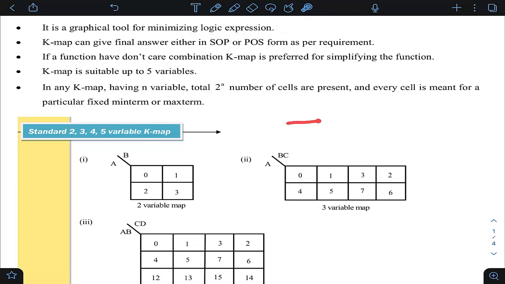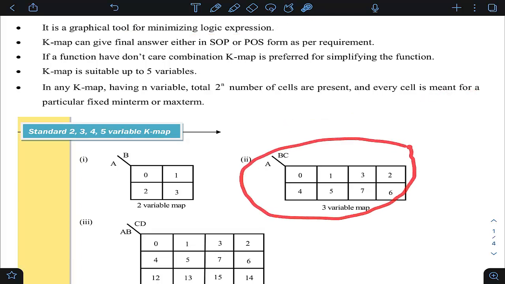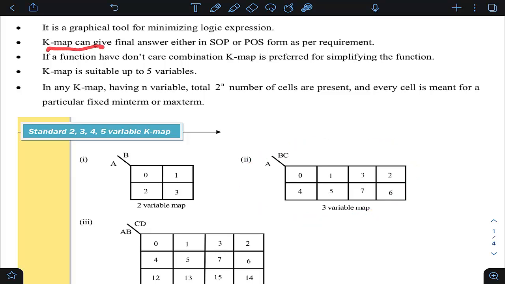We don't have to write big equations. By doing some mapping or grouping in a map, we can get the expression. K-map can give the final answer either in SOP or POS form as per requirements. We have seen in Boolean algebra that a function can be represented using SOP form or POS form, so K-map also has that provision. If you want the answer in SOP, you can use K-map accordingly. If you want the answer in POS, you can again use the K-map accordingly.